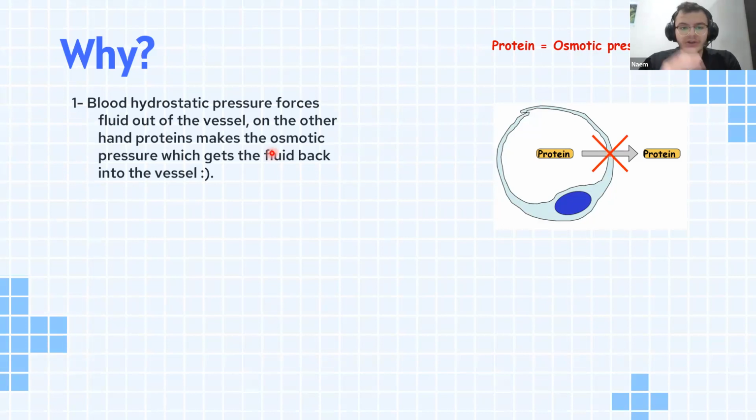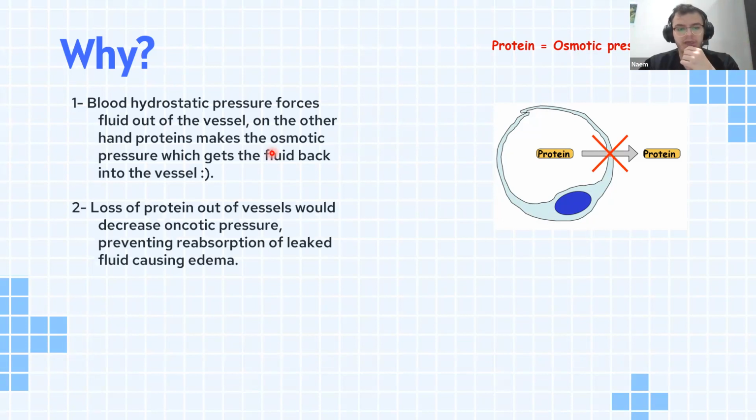So first of all, blood hydrostatic pressure forces the fluid outside of the vessel. And on the other hand, the proteins create the osmotic pressure, which basically attracts the fluid back into the vessel. Okay, so now if we lose the proteins, we said that the fluid will go outside, right? Because we don't have any force opposing the hydrostatic pressure. So if protein is outside, the fluid will stay outside, and that will lead to edema.